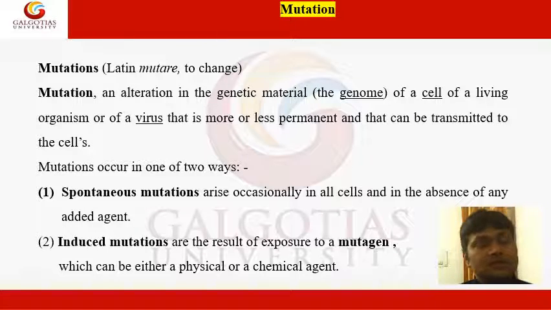Mutations generally occur in two ways: spontaneous mutations and induced mutations. Spontaneous mutations arise occasionally in all cells, whereas induced mutations are the result of exposure to mutagens.